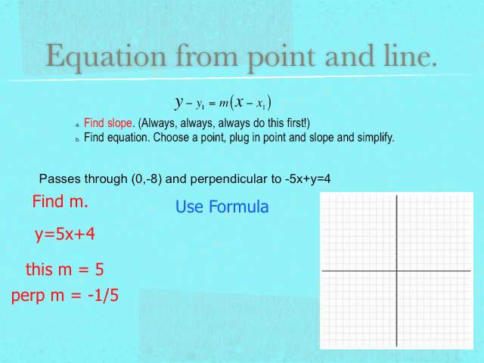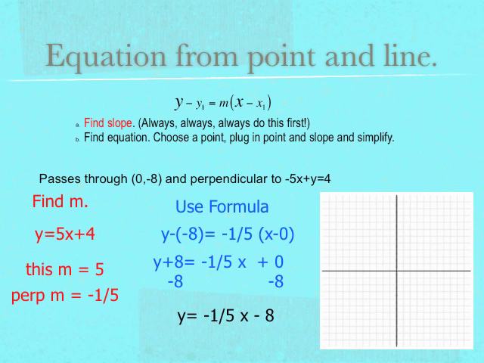So plug everything into the formula. y minus a negative 8 equals negative 1/5 times x minus 0, which would be y plus 8 equals negative 1/5 x plus 0, which we don't really need to write there. Subtract 8 from both sides, and we have y equals negative 1/5 x minus 8.